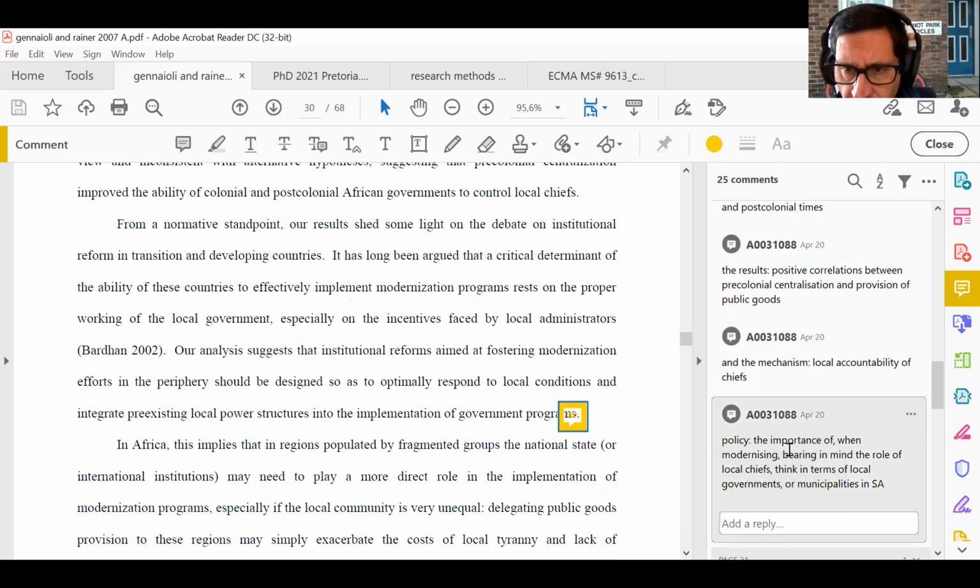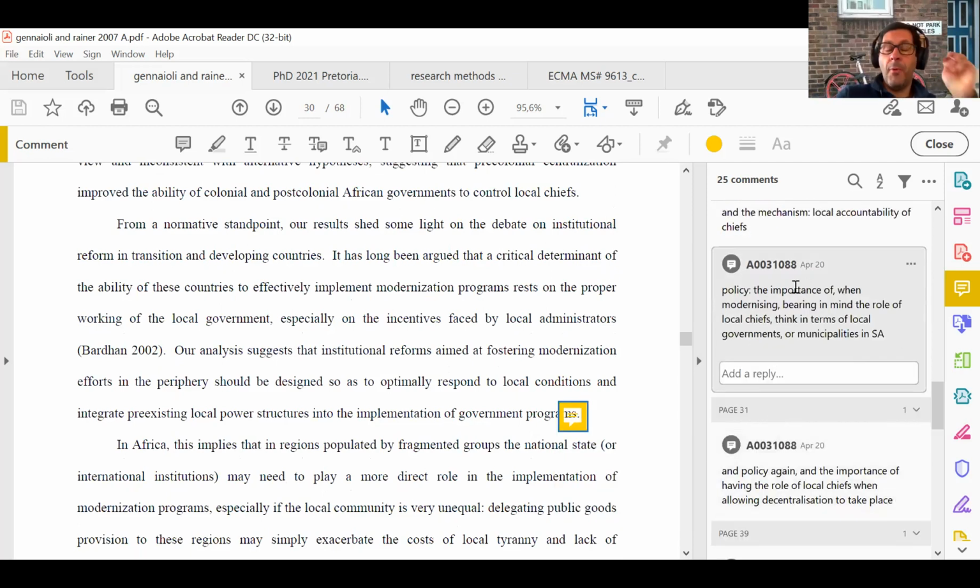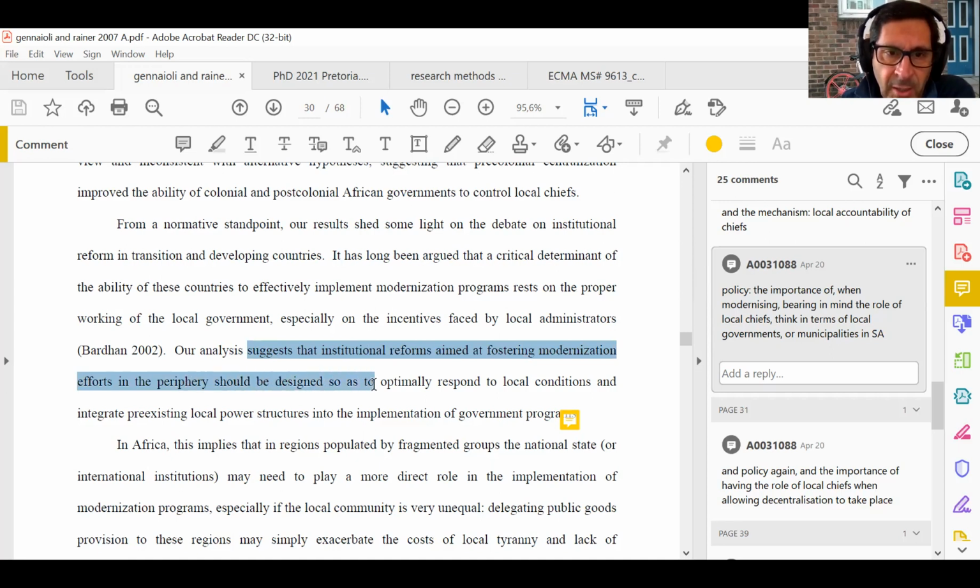What else I found interesting in terms of policy is the importance, when modernizing, of bearing in mind the role of local chiefs, think in terms of local governments or municipalities in South Africa, or even the one behind bars right now, right? So their analysis suggests that institutional reforms aiming at fostering modernization efforts in the periphery should be designed so as to optimally respond to local conditions and integrate pre-existing local power structures into the implementation of government programs.